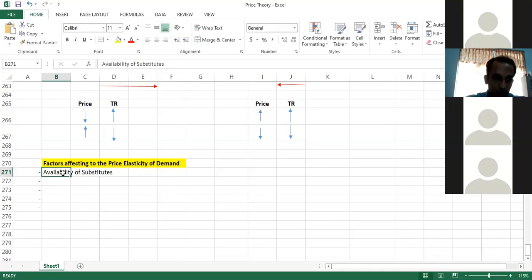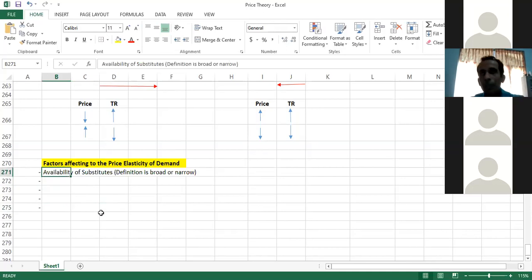Availability of substitutes, right? So this we can explain in another way. That means whether the definition is broad or narrow, right? Broad or narrow. Broad definition means what? Broad definition means no alternative, no substitutes, right?